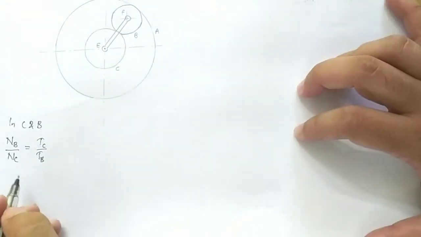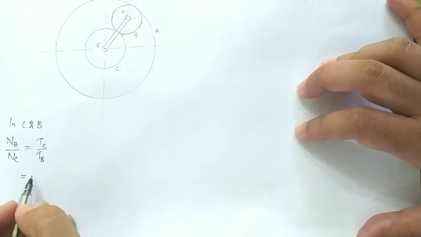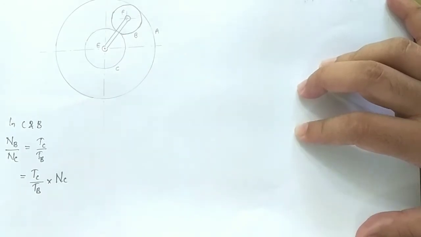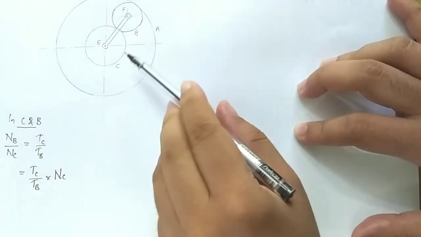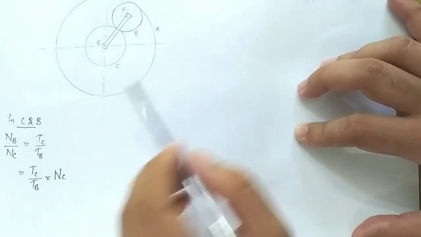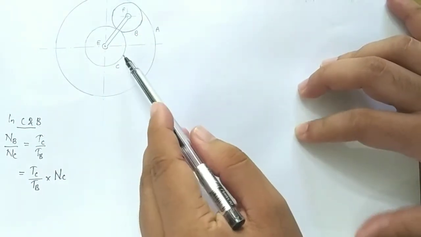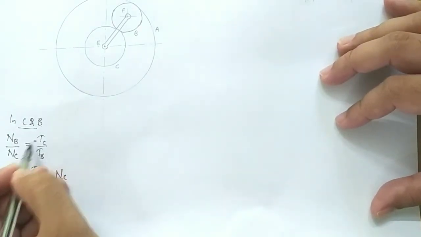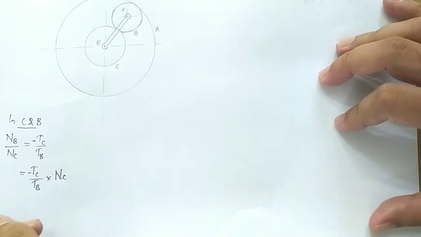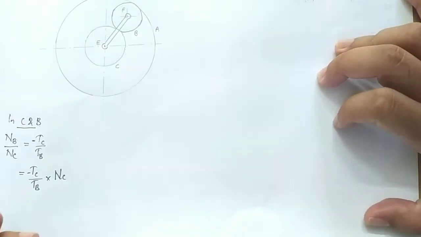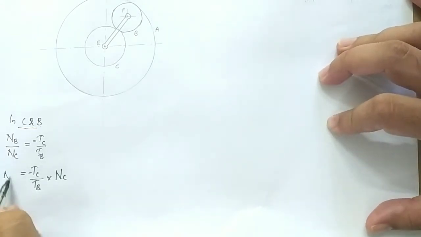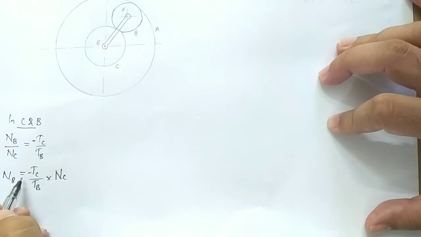Now we can rearrange it, which is equal to TC by TB into NC. So this is regarding the case when C is meshing with B. And one more thing you have to keep in mind, that both gears C and B are meshing externally, so the sign we have to give is negative. When it is meshing internally, you can give it as positive. So the final equation will be: speed of gear B, NB, is equal to minus TC by TB into NC.